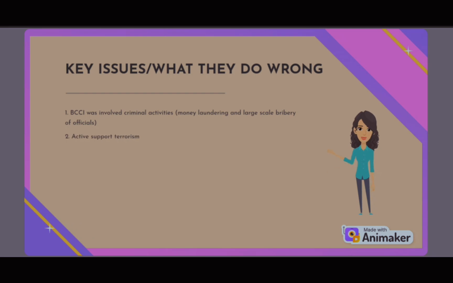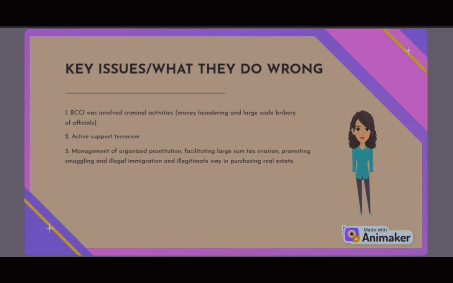Second, active support of terrorism by handling the account of Osama bin Laden, as well as trafficking of arms and sale of nuclear technology for illegitimate purposes. Third, BCCI management was involved in organized prostitution, facilitating large-sum tax evasion, promoting smuggling and illegal immigration, and illegitimate ways of purchasing real estate.